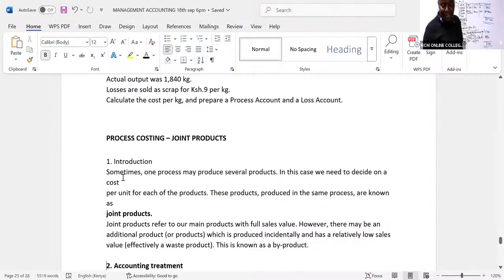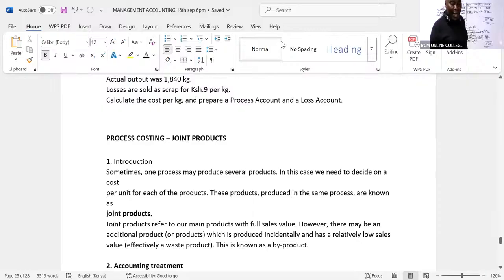I'm pushing this syllabus in a very, very excellent way. Process costing, joint products. After joint products, this week, we shall be able to finish with closing work in progress and opening work in progress. So, ladies and gentlemen, what are joint products?